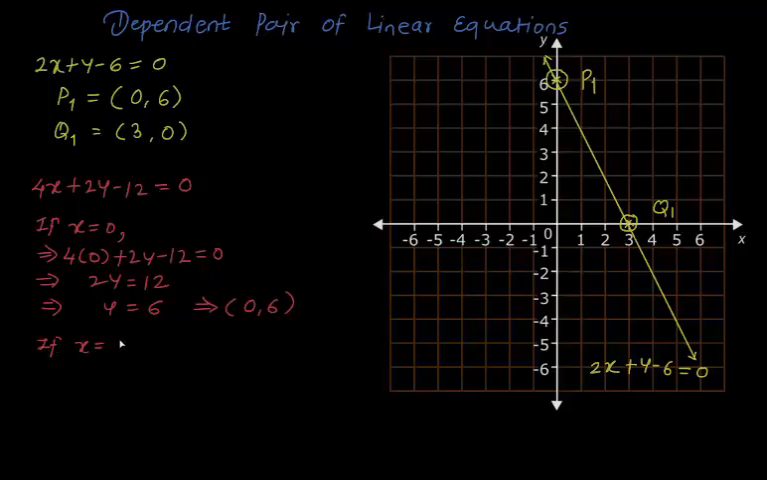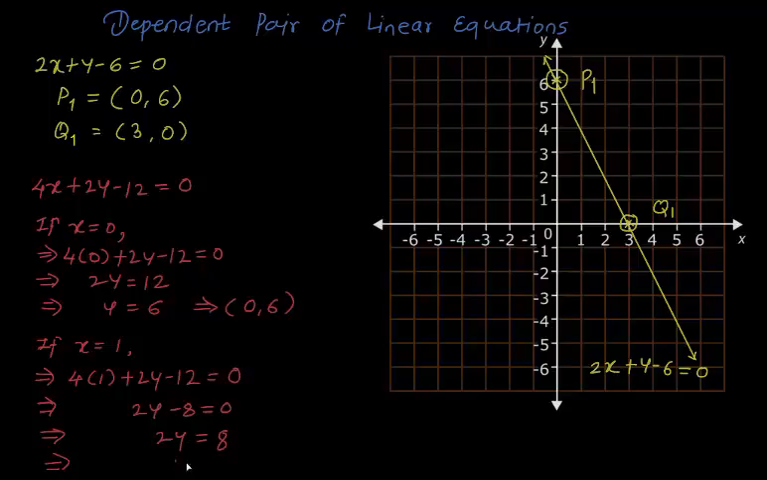Now let's assume value of x other than 0. So if x is 1, then what will happen? The linear equation will become 4 into 1 plus 2y minus 12 is equal to 0. That means 4 into 1 is 4. 4 minus 12 is minus 8. So 2y minus 8 is 0. That means 2y is equal to 8. So dividing both sides by 2 we get y is equal to 4. So we got second solution to the second linear equation as if x has value 1, y has value 4.